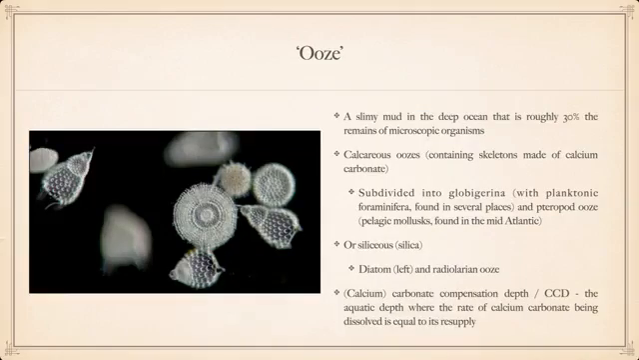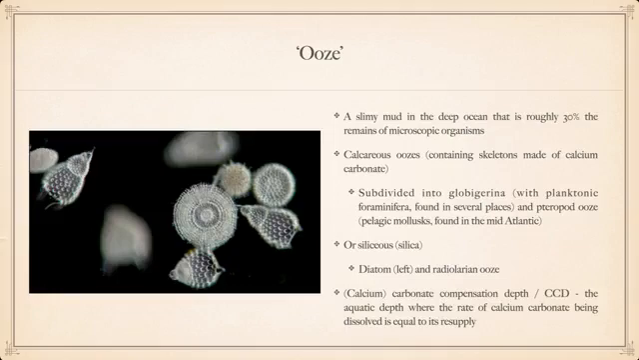Now, ooze is a slimy mud in deep ocean that is roughly 30% the remains of microscopic organisms. You have calcareous oozes, which contain skeletons made of calcium carbonate. They're divided into two groups themselves. You also have siliceous ooze, which is diatoms, and radiolarian ooze.